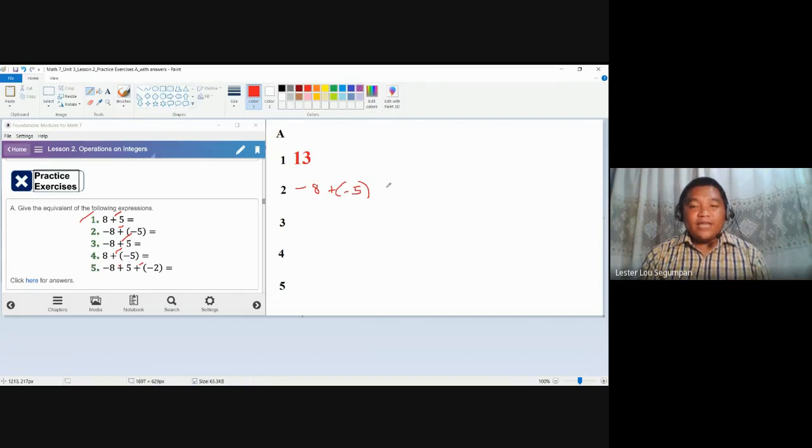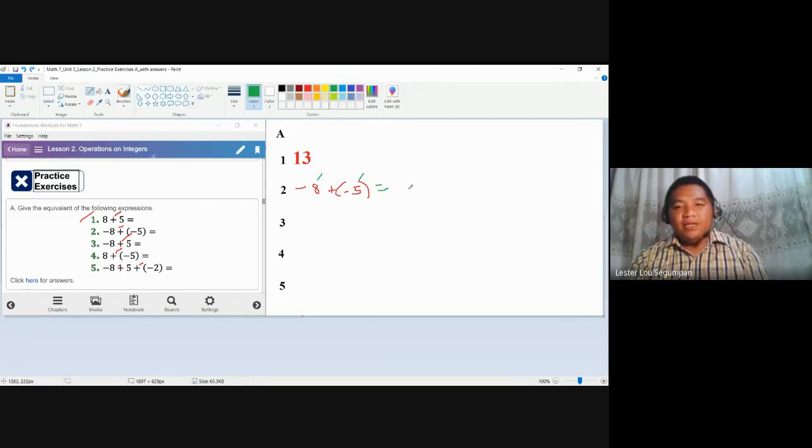As for the rule of signs, it follows that if you're going to add numbers with the same sign, simply add the numerical figure, not the value, ha? If you say numerical figure, as for negative 8, the numerical figure is 8, but the numerical value is negative 8. So let us not be confused with the numerical value and numerical figure. When you say figure, yung number lang. So we were going to add the figure 8 plus 5. So you have here 13. 8 plus 5 is 13.